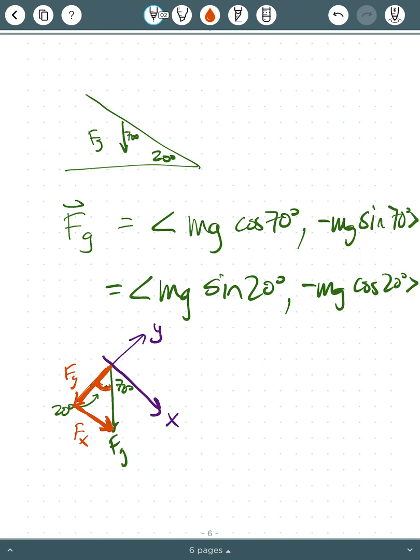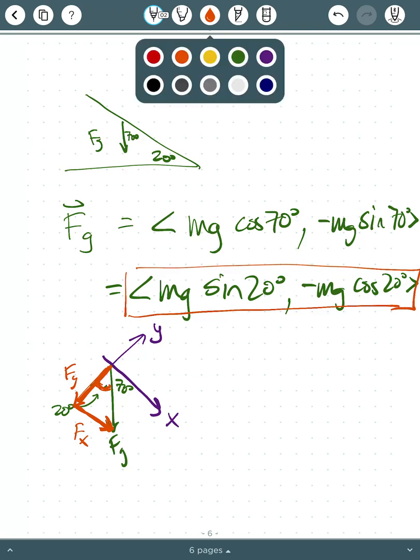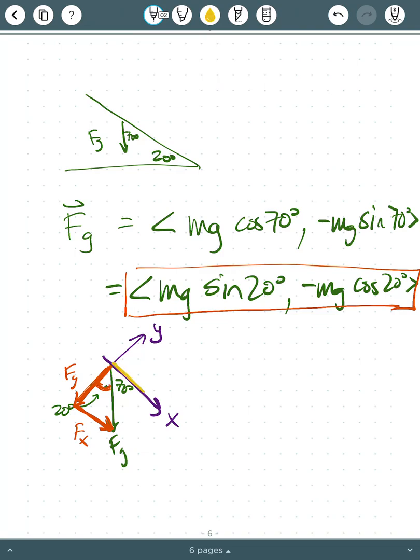So it just depends which angles you use. Here I'll do an orange box around those. If I use that angle to find my components, then I'll use sines and cosines the way it's written in orange. If I use these, those are the same vectors, but now I've used this angle to calculate them. And I get that. So it's the same answer, just two different ways to do the math.